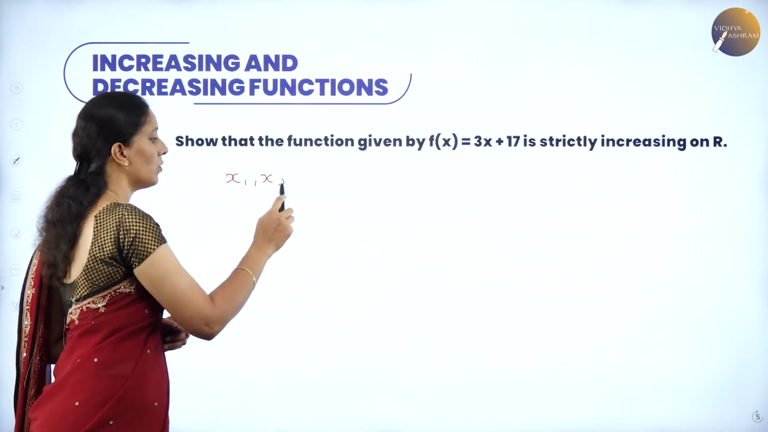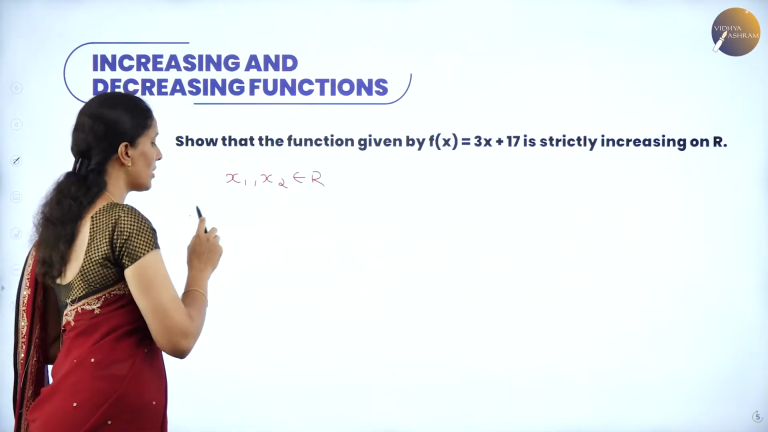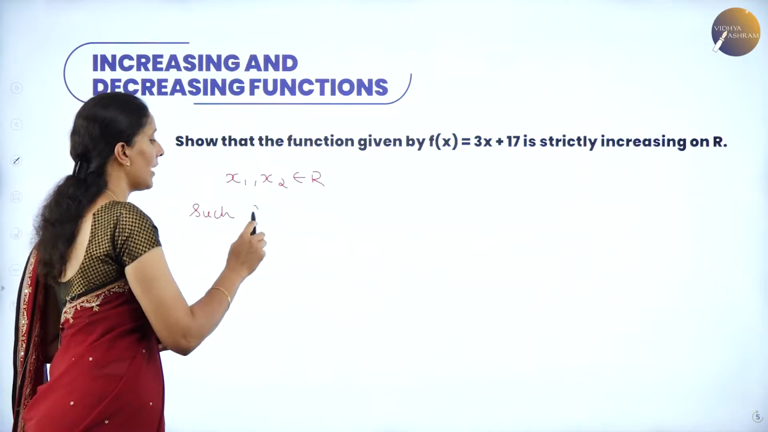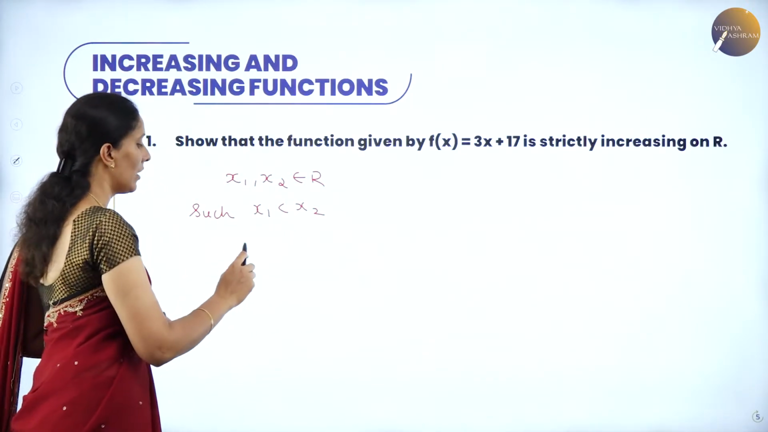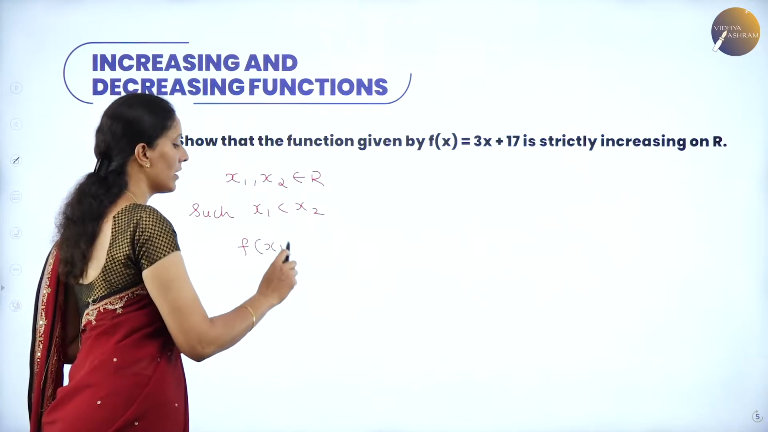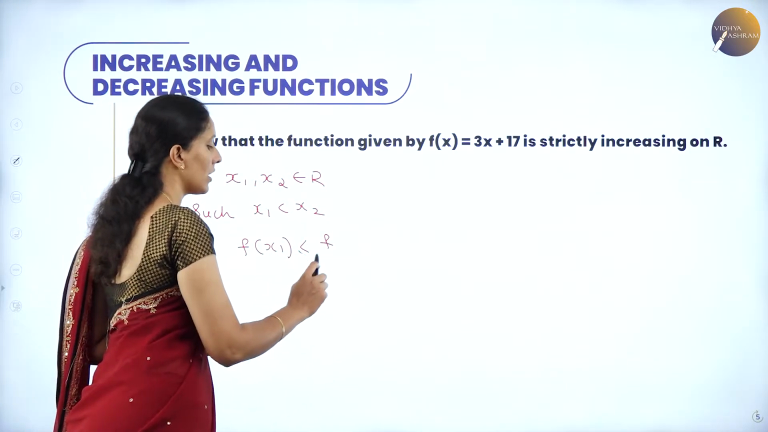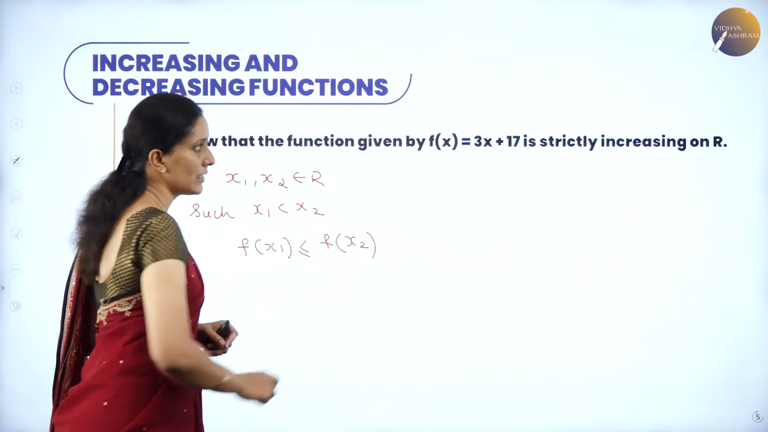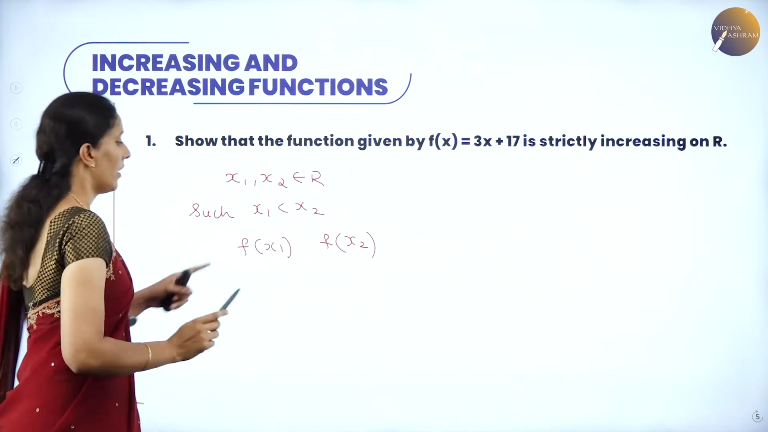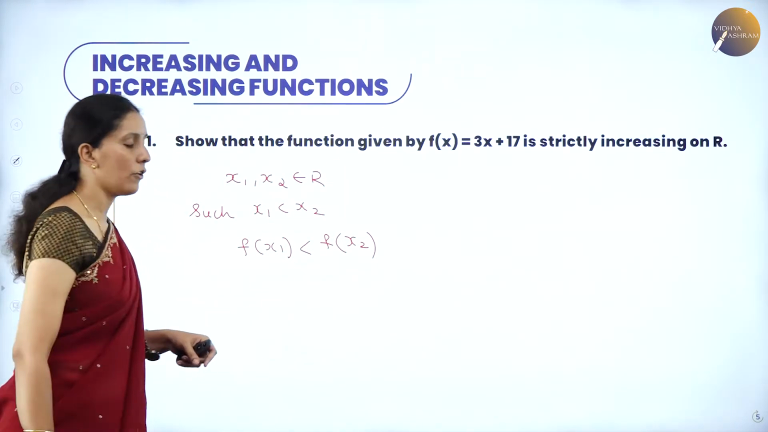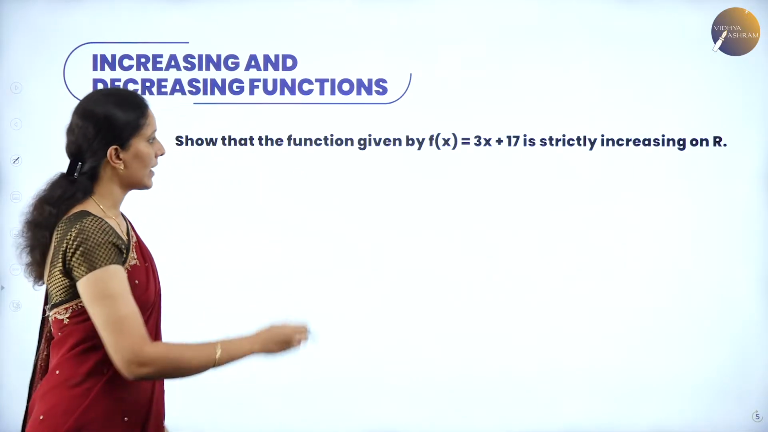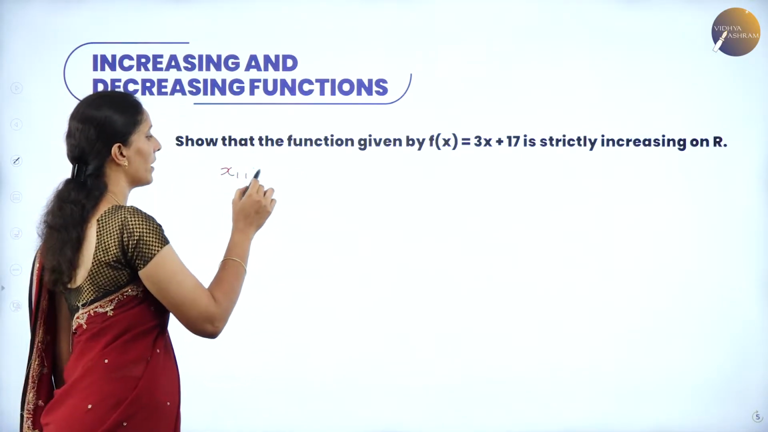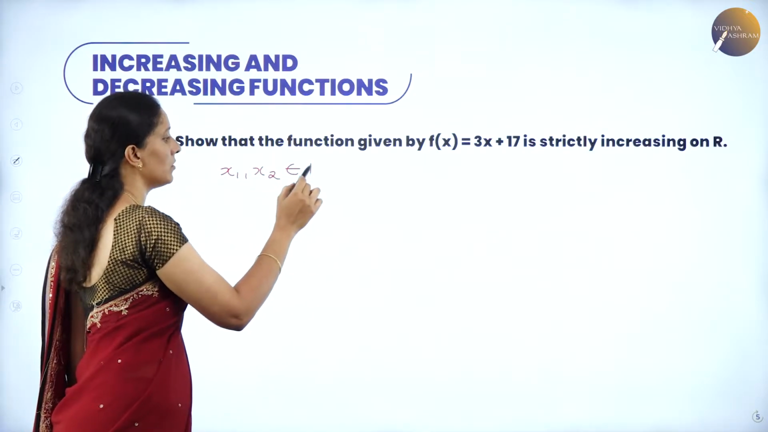x1, x2 belongs to R such that x1 is less than x2. Then we have to verify whether f of x1 is less than or equal to f of x2. Since here it is strictly increasing, it is enough to show that f of x1 is less than f of x2. So now let us consider x1, x2 belongs to R.